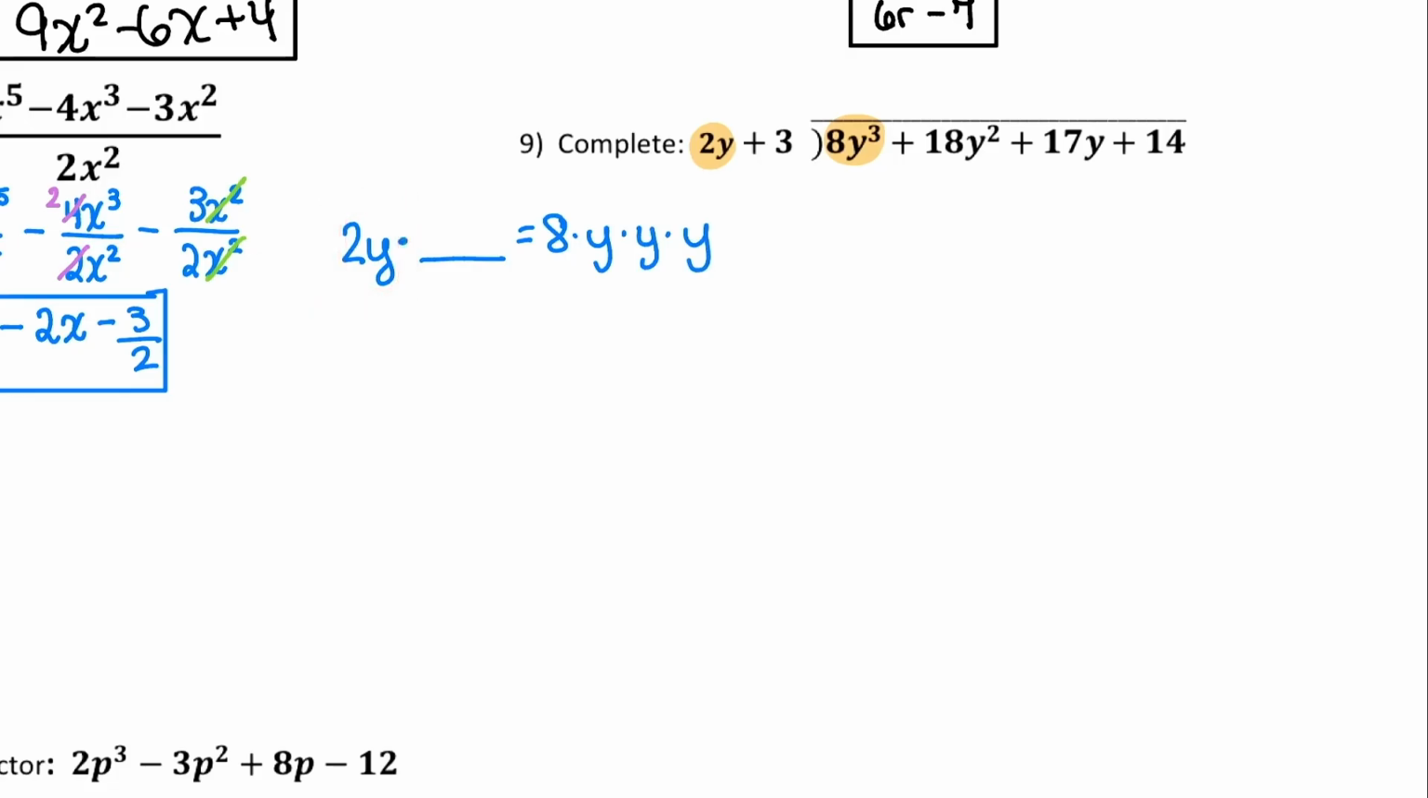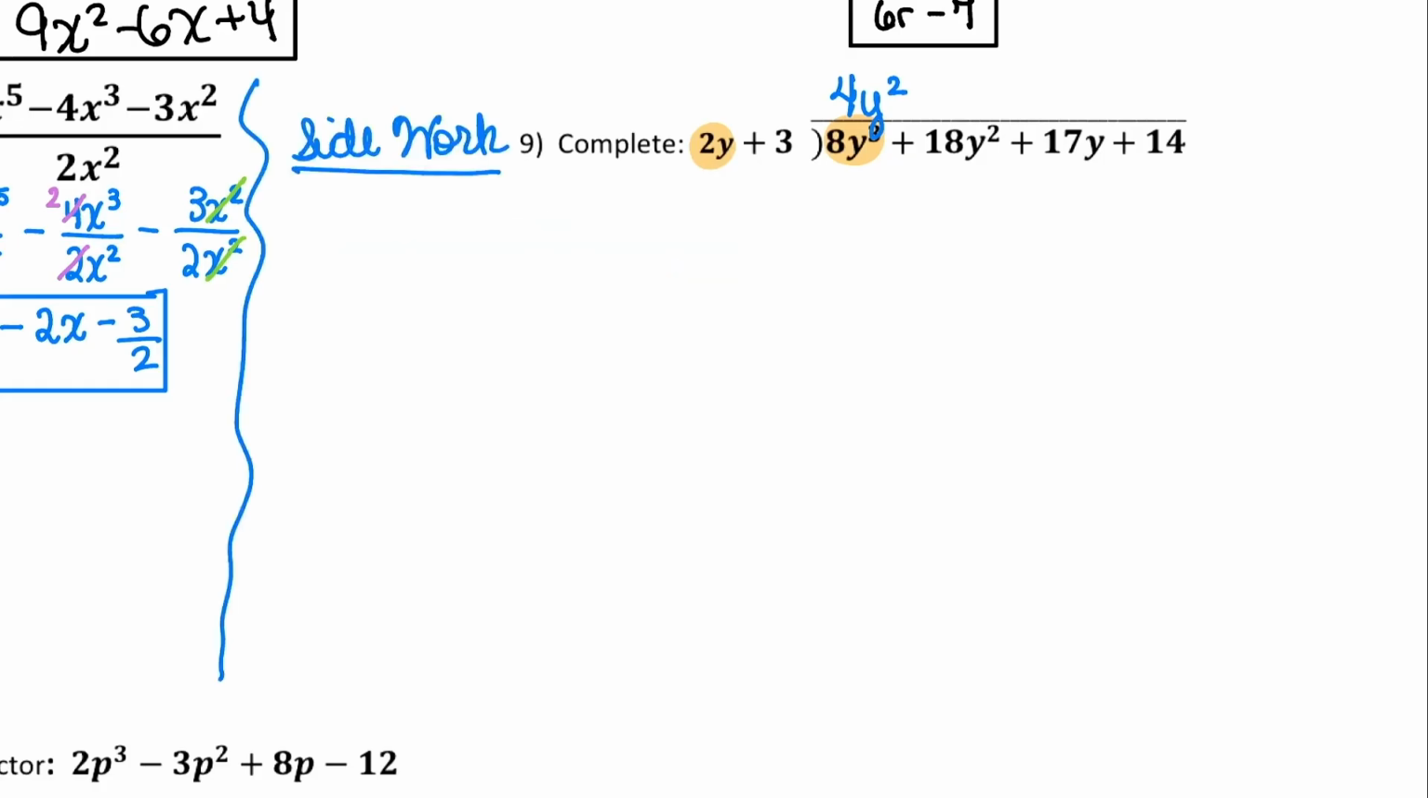So we know that 2 times 4 is going to give us 8, but we can't really tell over here what we're going to need. We already have one y accounted for, so we're going to need 2 more. That means that 4y squared is going to go on the top.